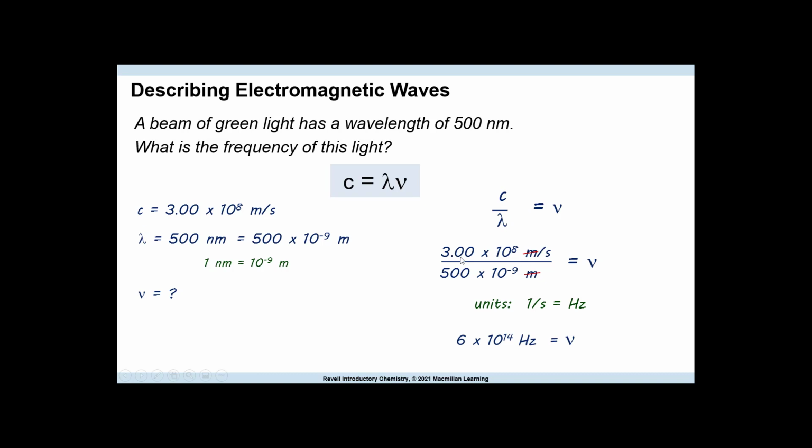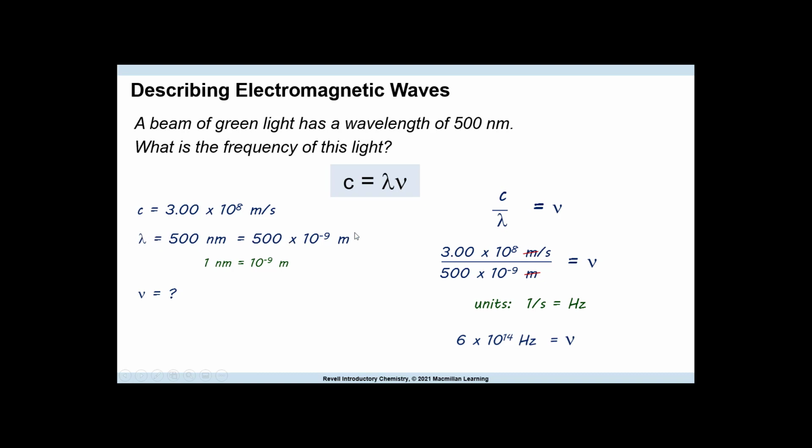So we take the speed of light, put that on top. We are given the wavelength. Now the problem is we're given the wavelength in nanometers. We can't use nanometers. We have to have them in meters. So 1 nanometer equals 10 to the negative 9 meters. So we can change this.